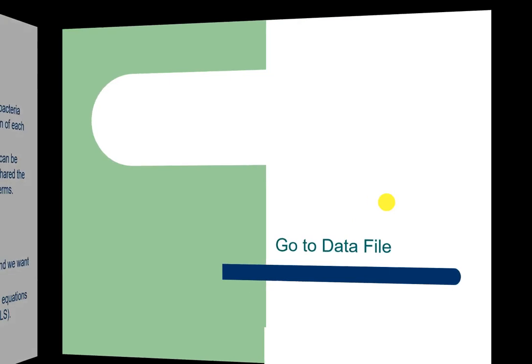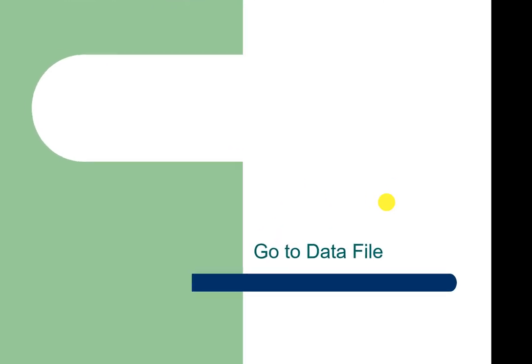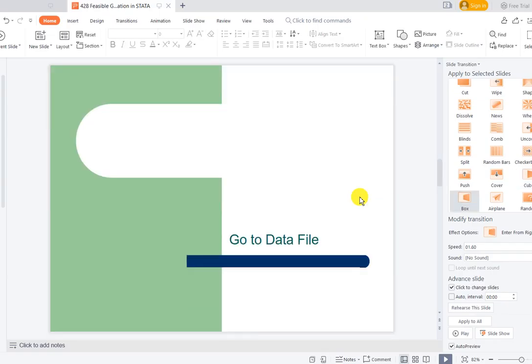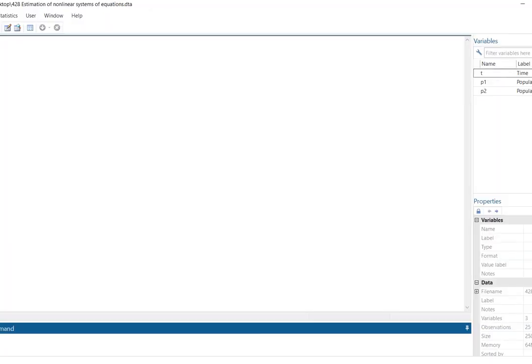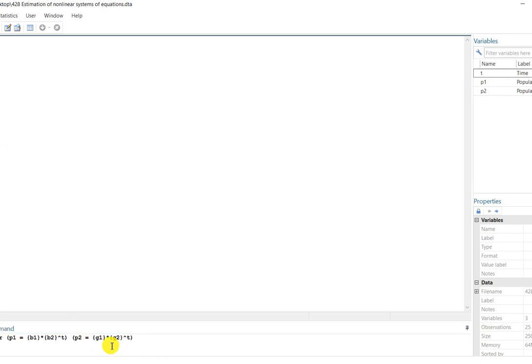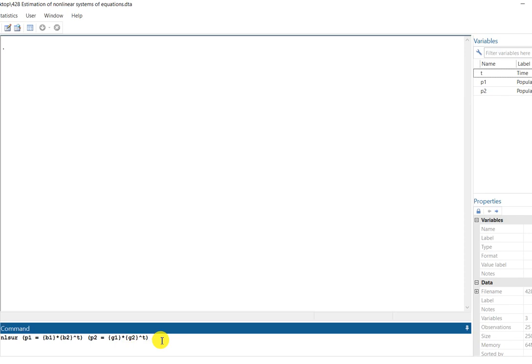We may use a Stata data file, and I'll show how to do this, and then I'll explain and interpret this model. I have already written the command for this, and let me show you the full command. This is the command: NLSUR, and then it is followed by the two equations. P1 is equal to beta 1 times beta 2 raised to the power t, and in the second equation P2 is equal to gamma 1, that is G1, times G2 raised to the power t.